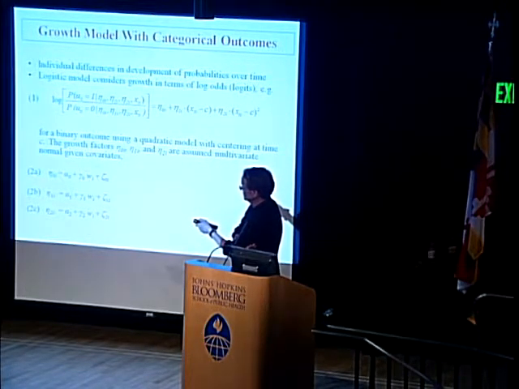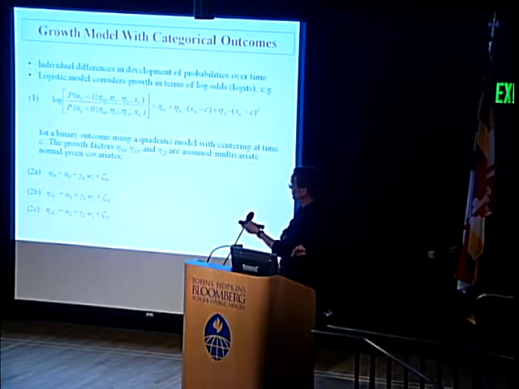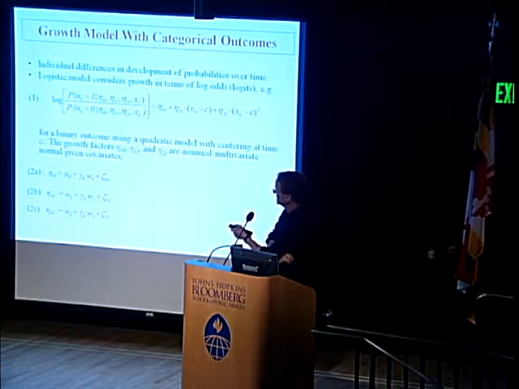Let's consider the logistic model version of this, although probit would be going along very similarly. The logistic model considers growth in terms of log odds, logits. So you have as a dependent variable the log of the odds of u equals 1 divided by u equals 0 as a function of growth factors eta 0, 1, 2. In this case, it looks like quadratic growth, and x, your time scores. So we have formulated this in terms of log odds.